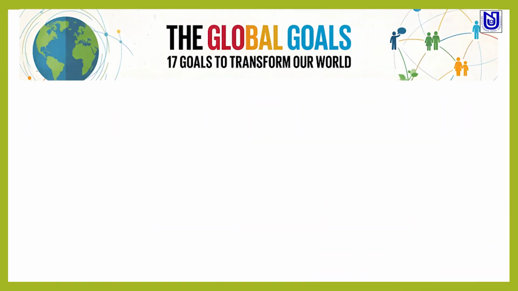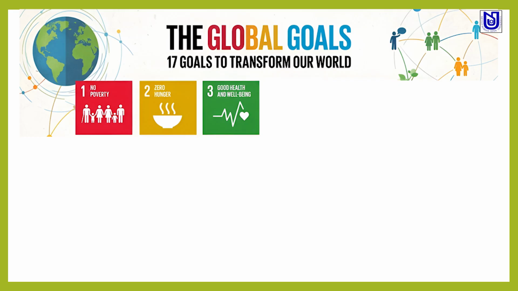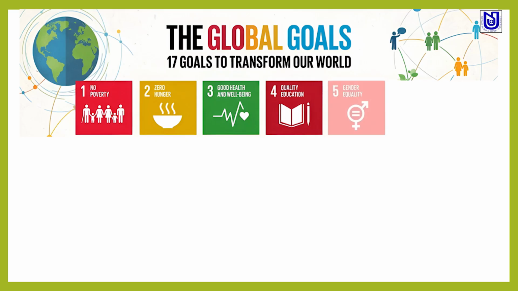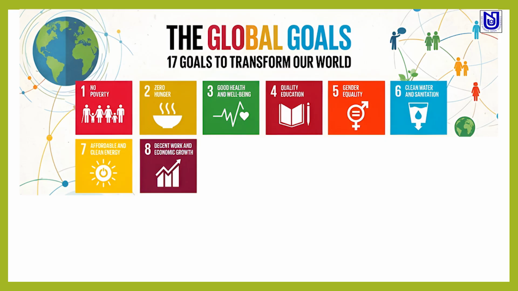Now come to the specific Sustainable Development Goals. Goal 1, no poverty. Goal 2, zero hunger. Goal 3, good health and well-being. Goal 4, quality education. Goal 5, gender equality. Goal 6, clean water and sanitation. Goal 7, affordable and clean energy. Goal 8, decent work and economic growth. Goal 9, industry, innovation and infrastructure.